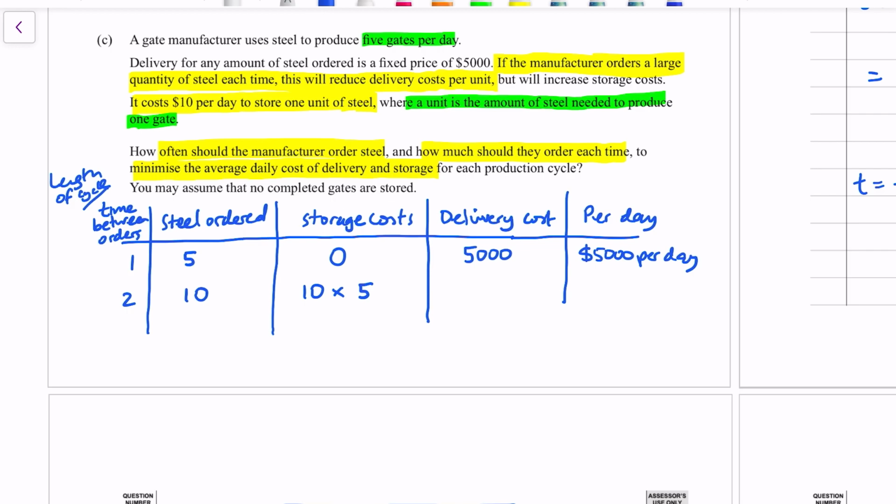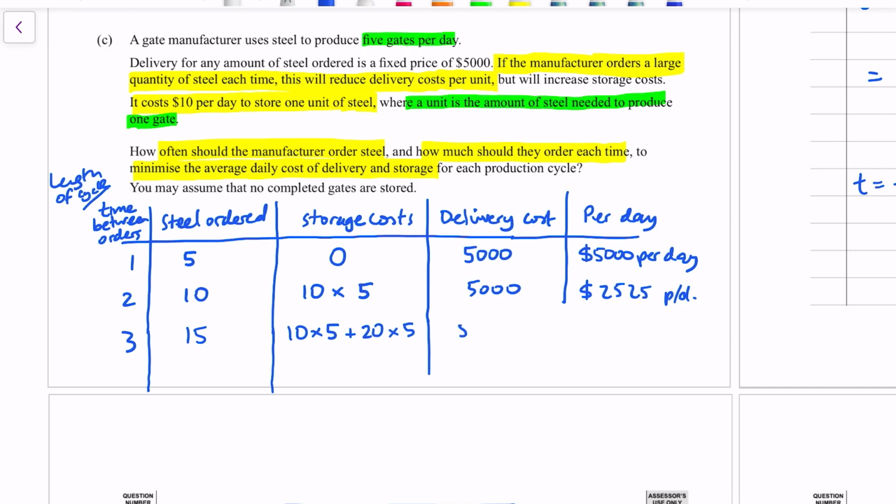The delivery cost is still $5,000, and if we add on the $5,000 to the $50 of storage costs and divide it by 2, because it's 2 days, we get $2,525 per day. And I did this for a couple more just to get my head around the generalization. 3 days, 15 steel would be ordered. 5 of that would be used straight away. 5 of it would be stored for 1 day at $10, and 5 of it would be stored for 2 days, so $20.